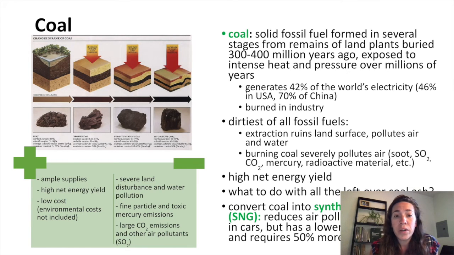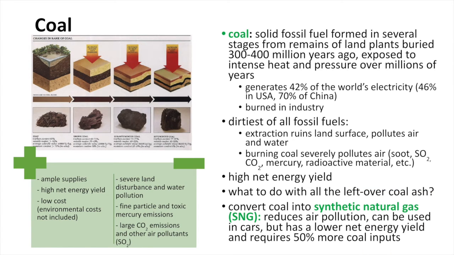And once we've burned it, we have leftover ash, and it tends to contain a lot of radioactive things, a lot of mercury. And so how we store that ash or how we treat that ash is difficult, right? Because it's so toxic, it can run off and enter local water streams.